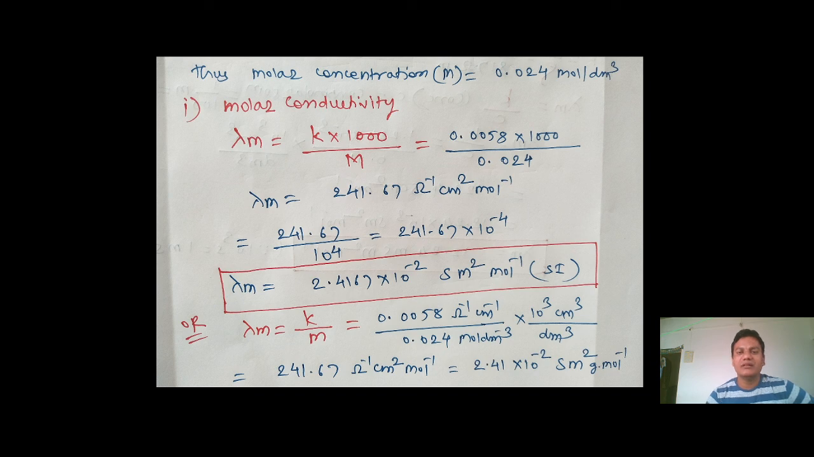Now the unit will be changed. It is in SI system: Siemens meter square per mole. So this is the one method.